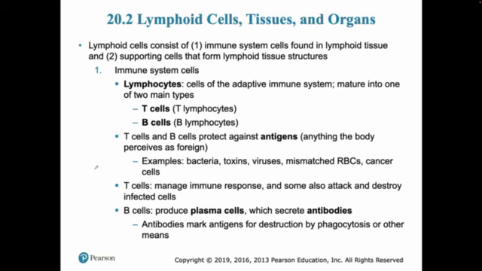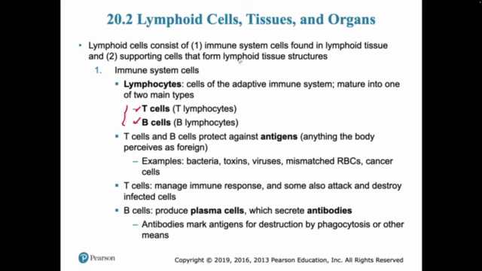Now, what kind of lymphatic cells do we have? We have lymphocytes. These are cells of the adaptive immune system and mature into two main types, T cells and B cells. Lymphatic cells consist of immune system cells, mainly basically these two, T and B cells.